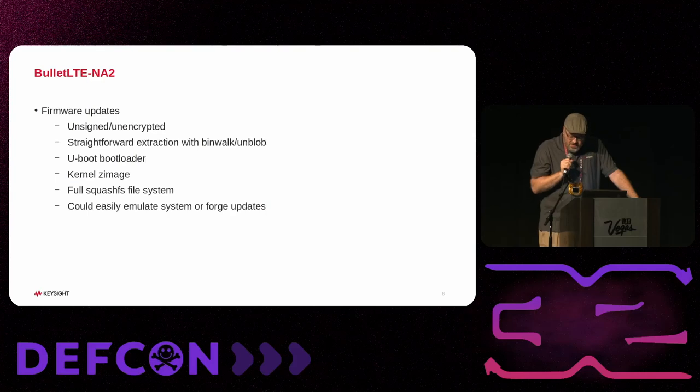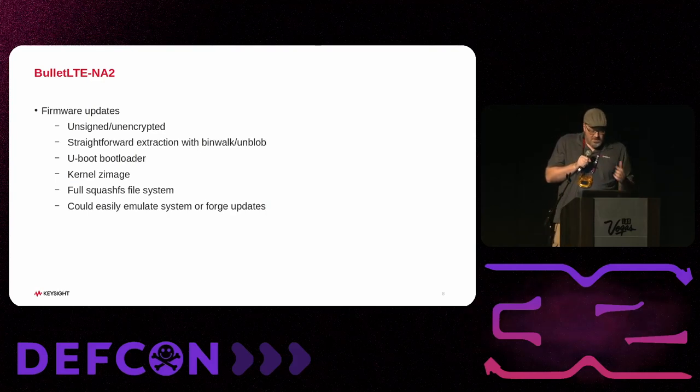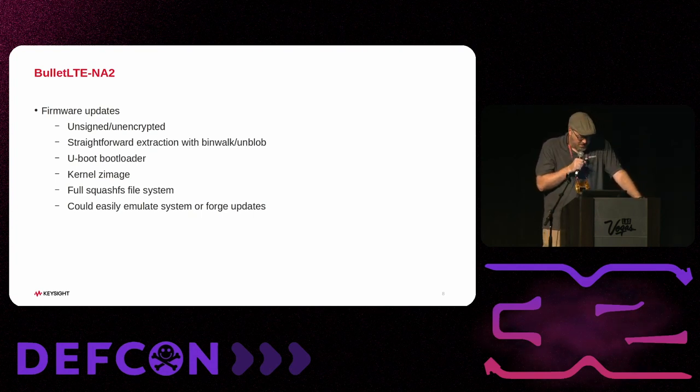From the firmware perspective, the firmware updates are completely unsigned and unencrypted, so you can pretty easily forge your own if you wanted to. They were also easy to extract with Binwalk. Inside the firmware updates, it's got the bootloader, the Linux kernel, and a full SquashFS file system. So basically you could fully emulate the system, if you are so inclined, pretty easily.